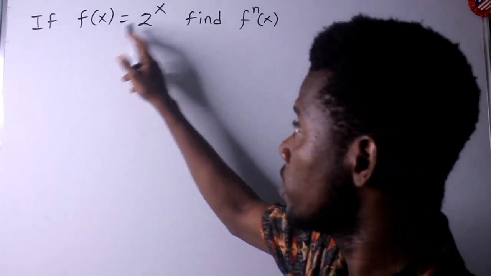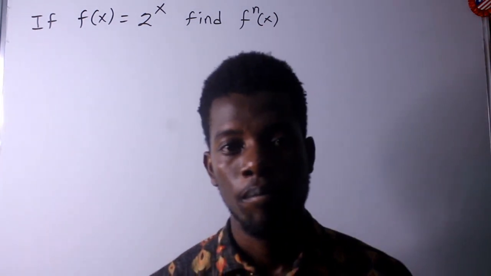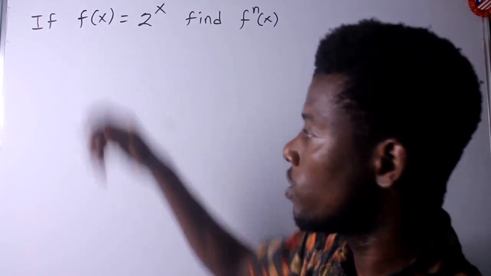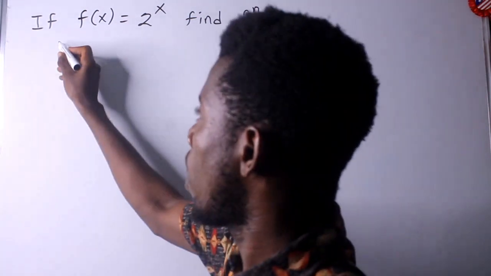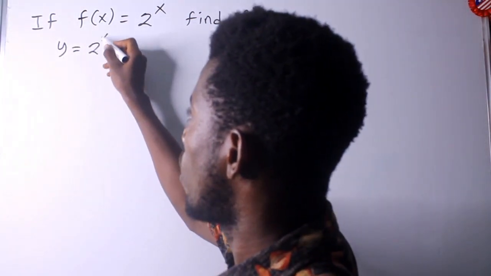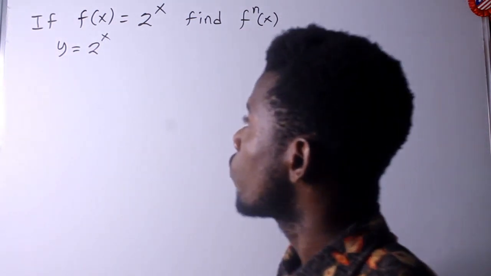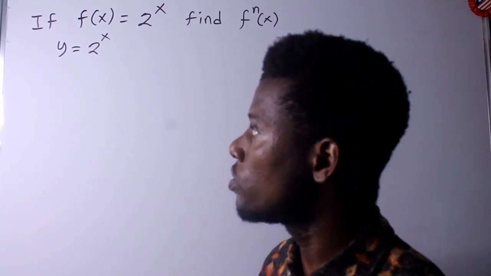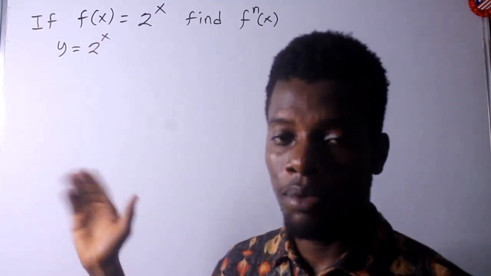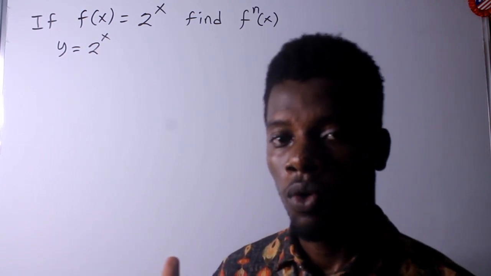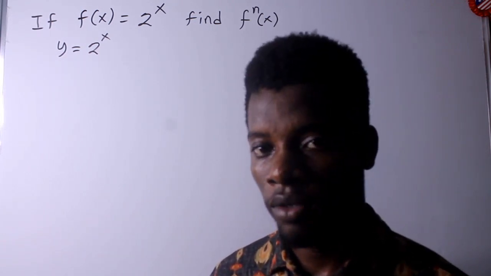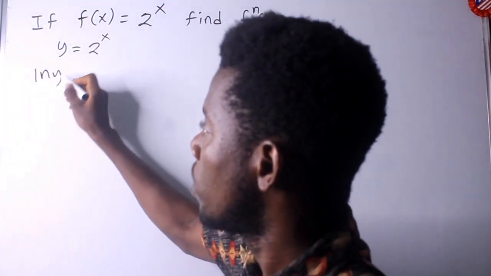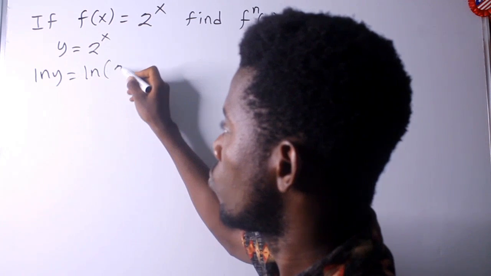So let's begin by finding the first few derivatives of this function. The function is f of x equal to 2 raised to the power of x, and y is the same as f of x. So we'll replace f of x with y. So you have y is equal to 2 raised to the power of x. You cannot differentiate just like this. So the first thing you need to do is to make sure this power comes down, and to bring that power down, we need the natural logarithm, the ln. So I'm going to take ln on both sides. So I'll have ln of y is equal to ln of 2 raised to the power of x.